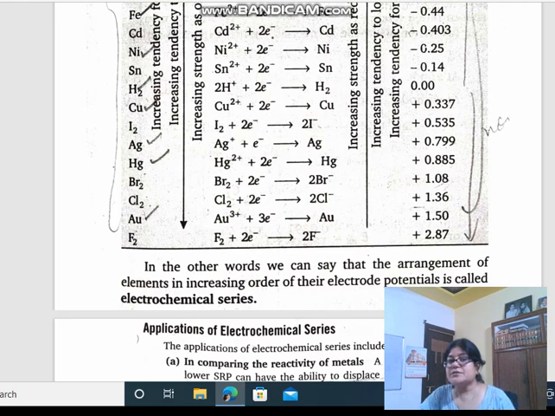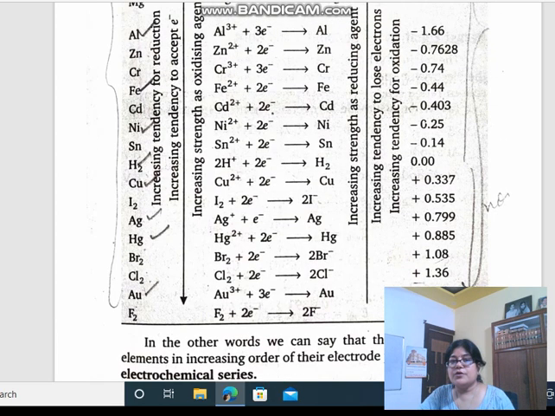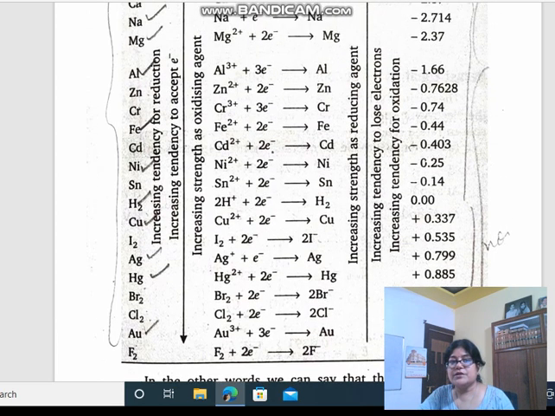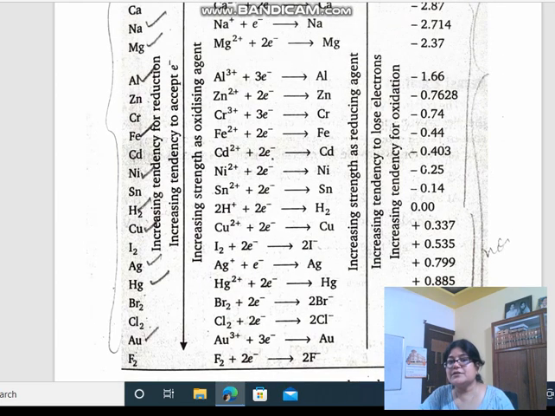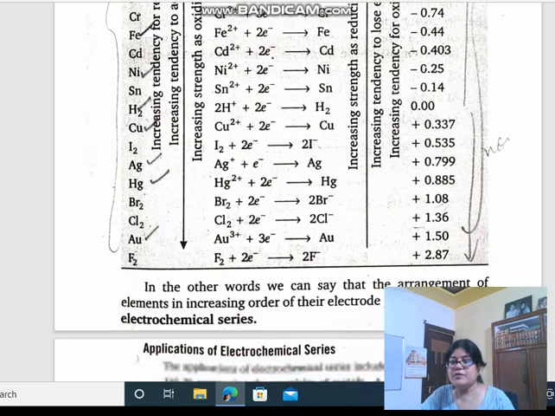Hydrogen comes after tin and before copper. So copper is below the hydrogen. Clear? And from copper the electrode potential gets positive values. Now silver, these are okay. Now you can see that there are some things written: increasing tendency for reduction. That means increasing tendency to accept electrons. Clear? So these are the oxidizing agents, and here the reducing agents. These are different things, and we learn these one by one.